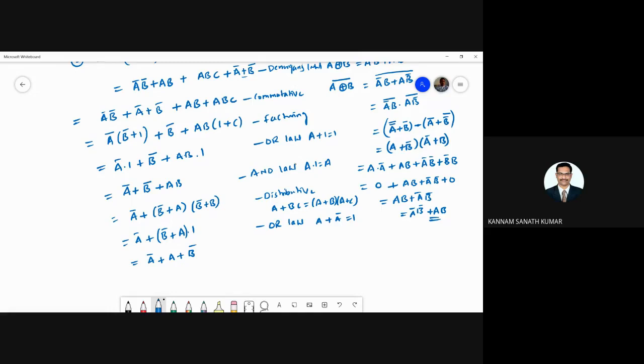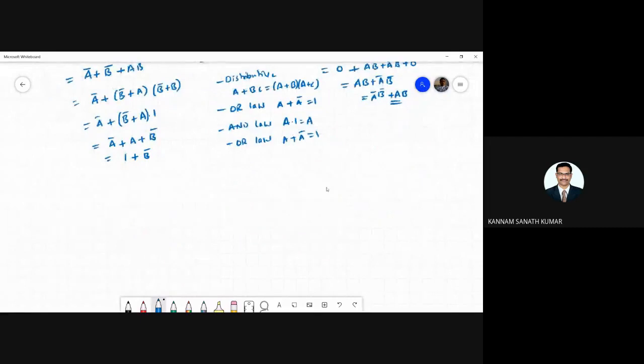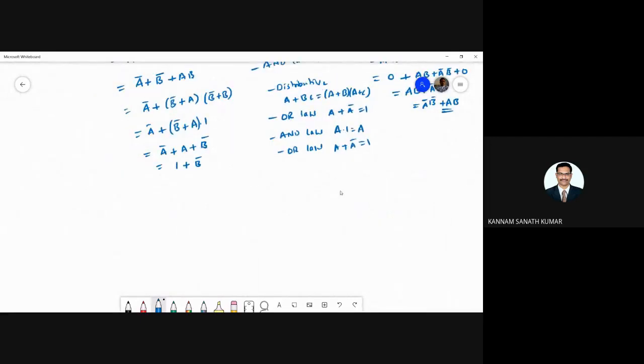And law. A into 1 equal to what? A. And this is 1 plus B bar. Again the OR law, A plus A bar equal to 1. So A plus A bar equal to 1. Again 1 plus B, 1 plus B equal to what? 1. 1 plus B equal to 1.